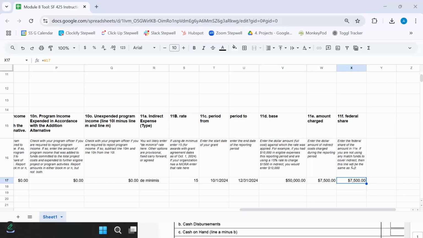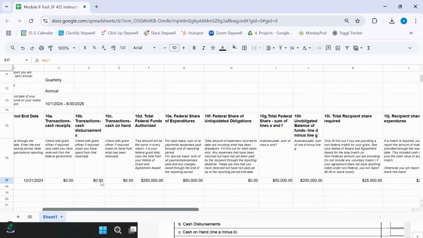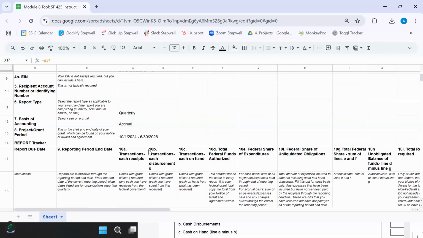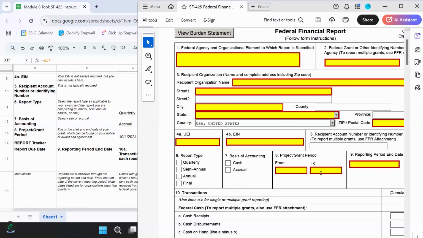After you draft your report data in this Federal Financial Report Tracker, you will copy it and paste it into your SF425 form or in the online portal.